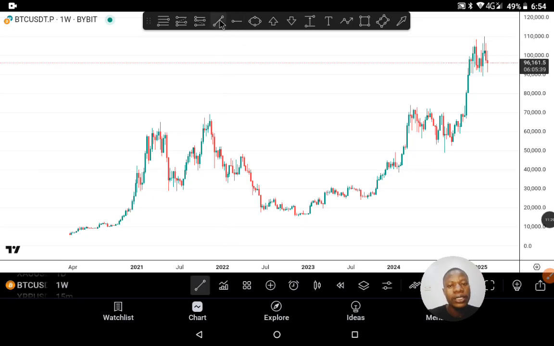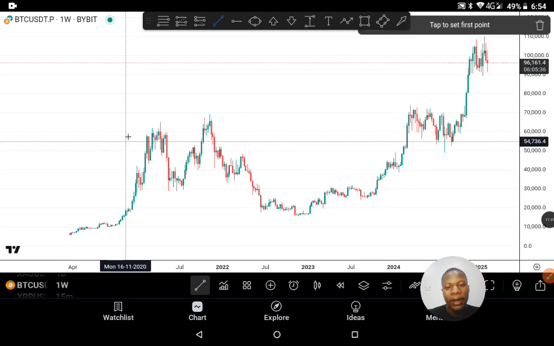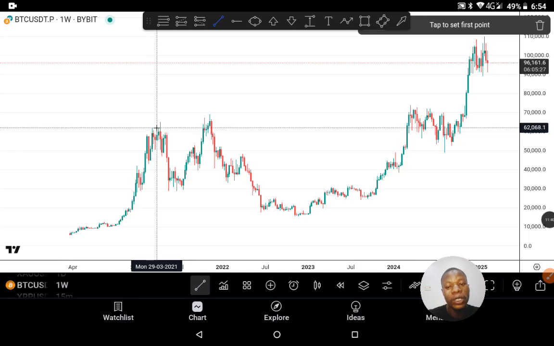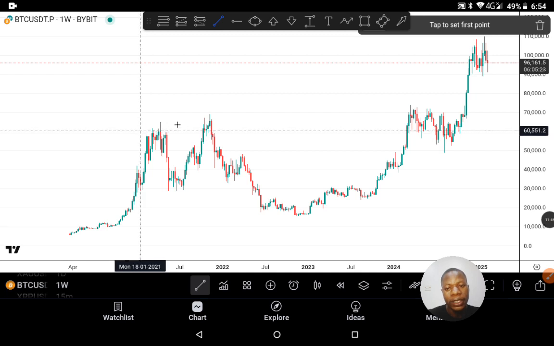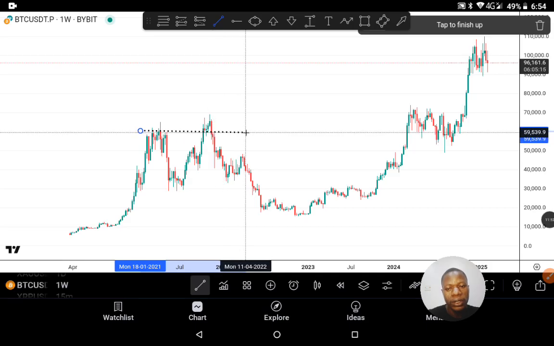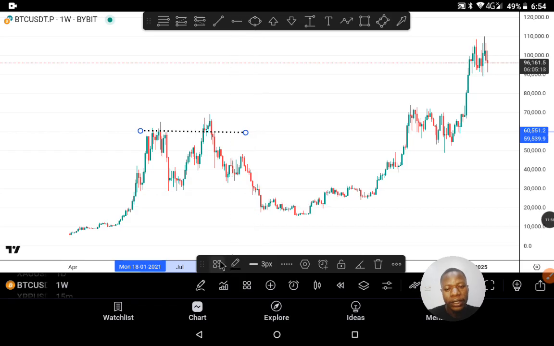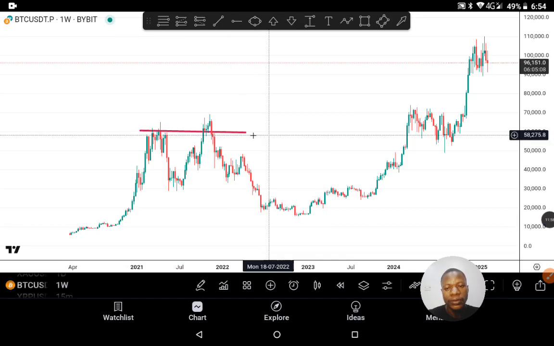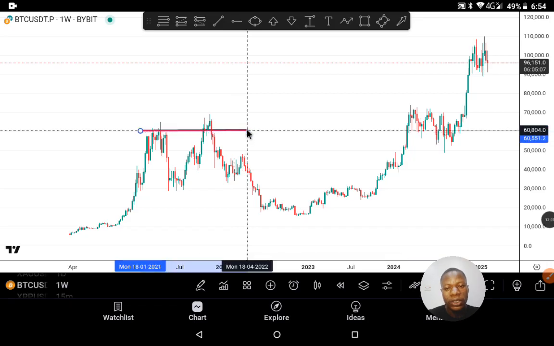At first, this is a support here, because from this region the market stopped going up and rejected back. So there's a support here, which I'm going to draw. So there's a support there, weekly support.